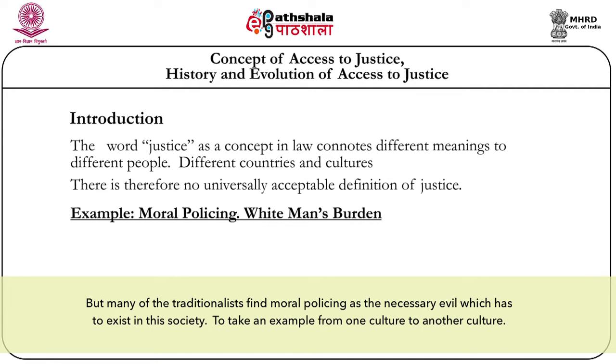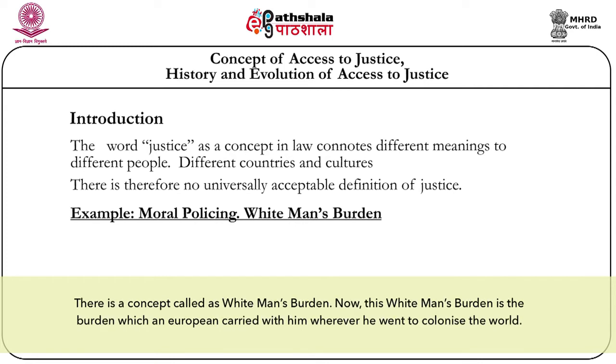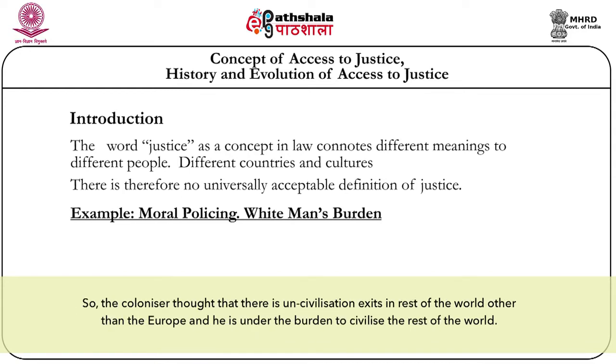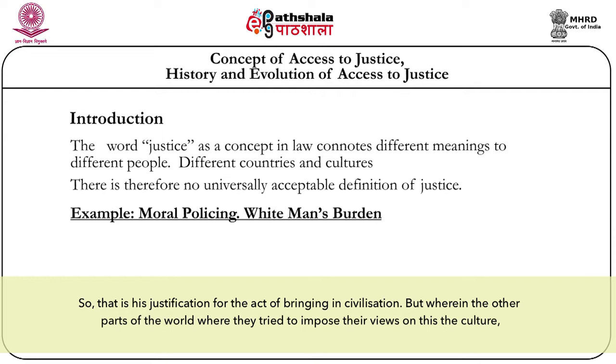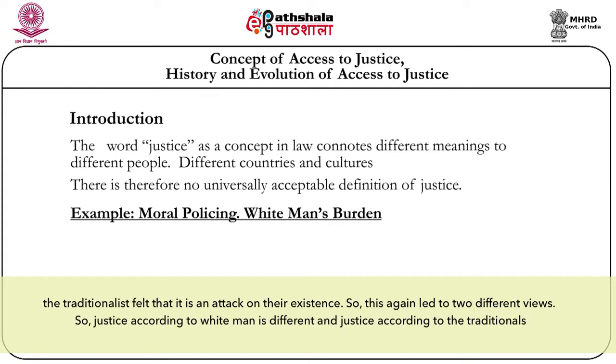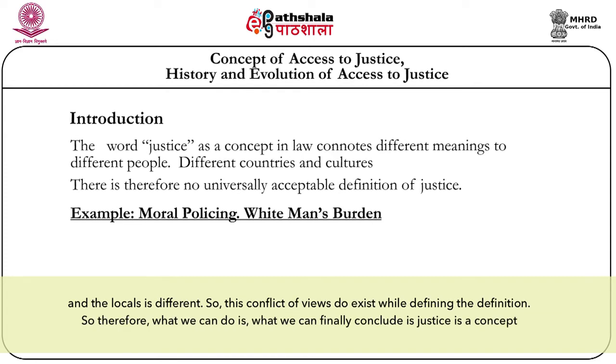To take an example from one culture to another, there is a concept called the white man's burden. This is the burden which a European carried with him wherever he went to colonize the world. The colonizer thought that uncivilization exists in the rest of the world other than Europe, and that he was under the burden to civilize it. That was his justification for bringing in civilization, but in other parts of the world, where they tried to impose their views on the culture, the traditionalists felt it was an attack on their existence. So this again led to two different views. Justice according to the white man is different, and justice according to the traditionals and the locals is different.